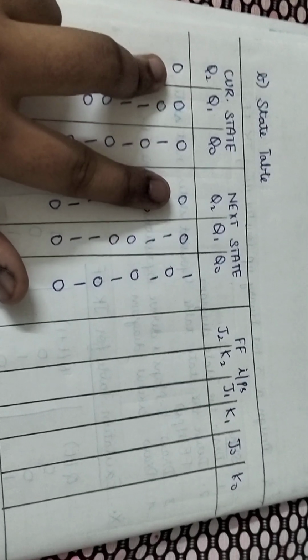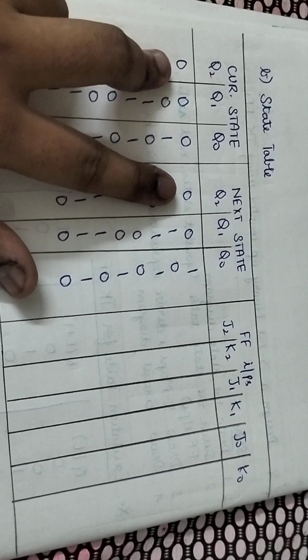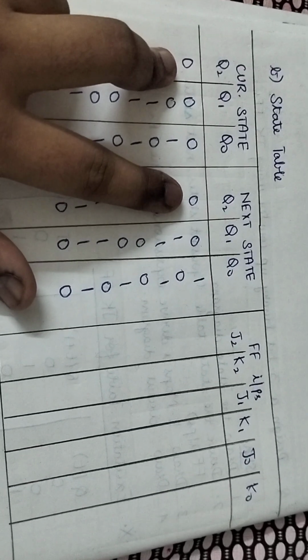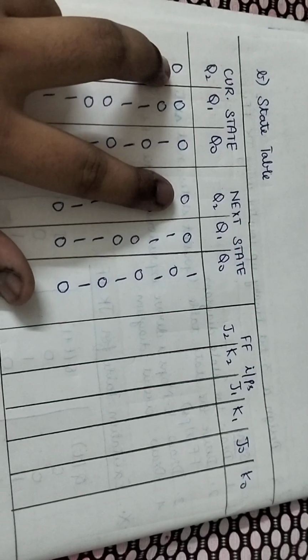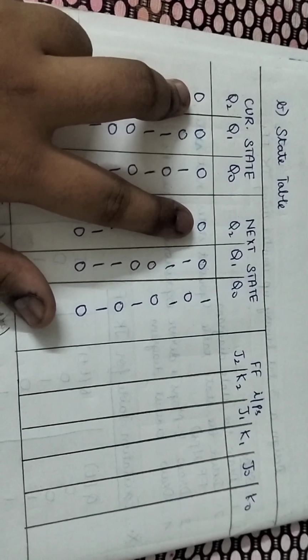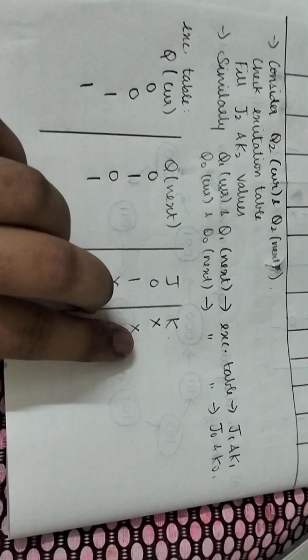Q1 current, Q1 next, J1, K1 are one flip-flop, and so on. So we will always look at everything pertaining to one flip-flop at once. We will not mix a Q2 with a Q1 or a Q0. My Q2 is currently at 0 and I want it to remain at 0. Check the excitation table. Currently at 0, I want it to remain at 0. My J should be a 0 and I don't care what K is. So we will fill that over here.